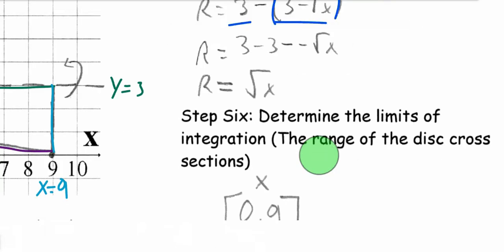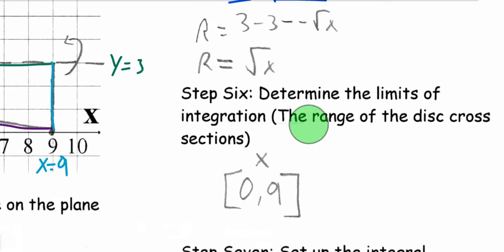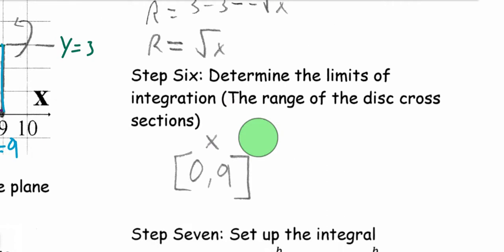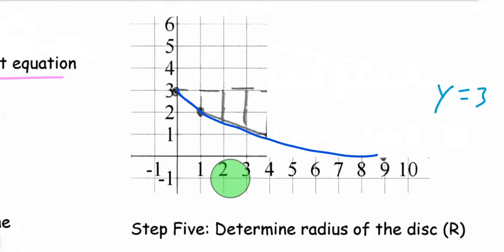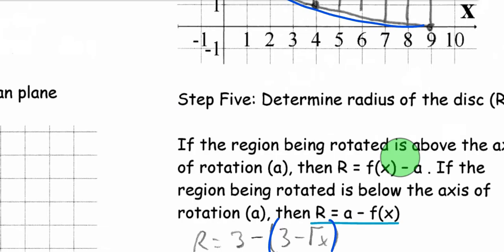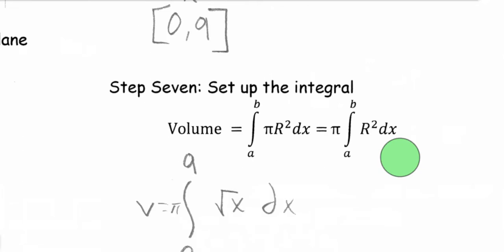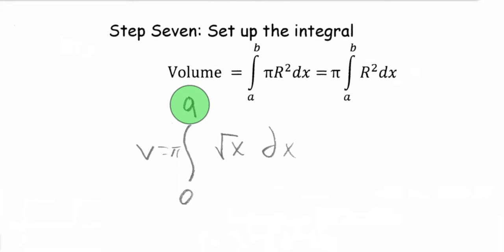If it were the other way, it'd be f of x minus A, and that's what we did for example 1. Step 6, determine the limits of integration, the range of the disk cross sections, and again, that's going to be going from 0 to 9. That will be our limits for our integral. That leads us to step 7, which is to set up the integral. We're going to be going from 0 to 9 of pi r squared, but normally we just pull pi out of the integral since we can multiply it at the end. So pi times the integral from 0 to 9 of our radius squared. In this case, it's going to be the square root of x, squared.